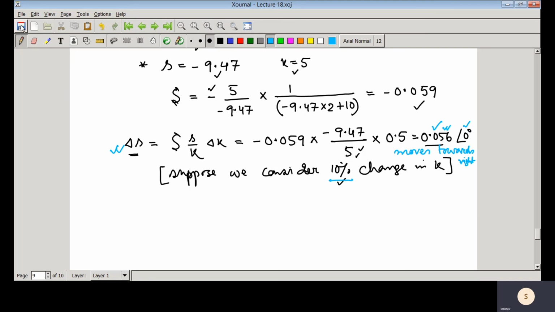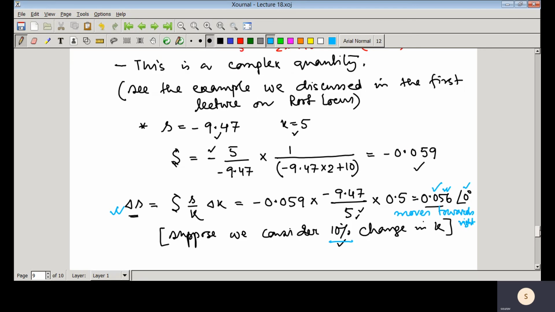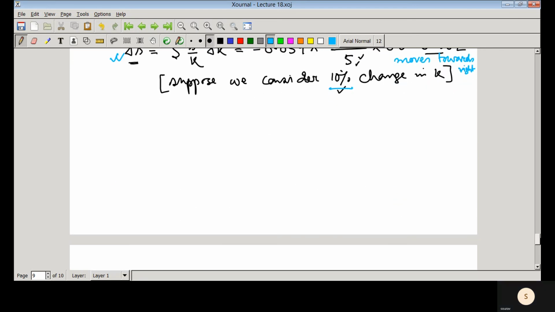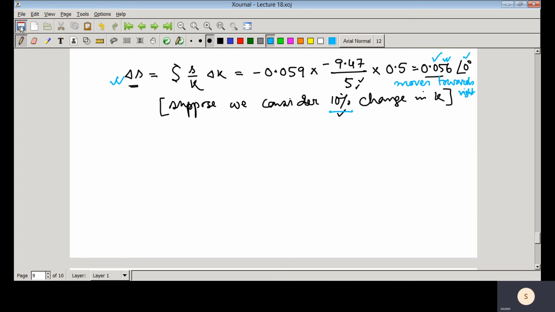Similarly, if you take some other value of K and you get S equal to complex, then just by applying this particular formula you can easily find what would be the change in K. So this is called that root sensitivity.